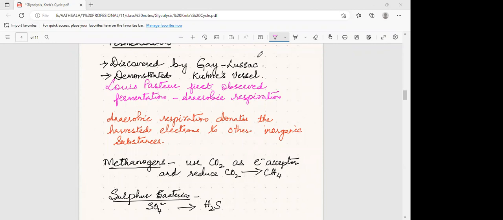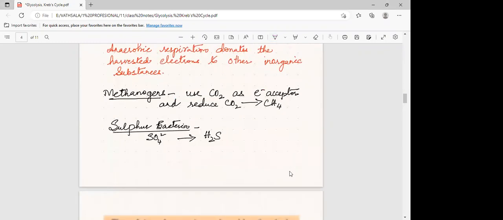Now, which are those organisms that undergo anaerobic respiration? This is your prebiological classification. We have learned it and it is cited here. Methanogens. What are methanogens? Which group do you add them to? Archaebacteria. Very good. They use carbon dioxide as electron acceptor and reduce that carbon dioxide to methane. You reduce carbon dioxide to?